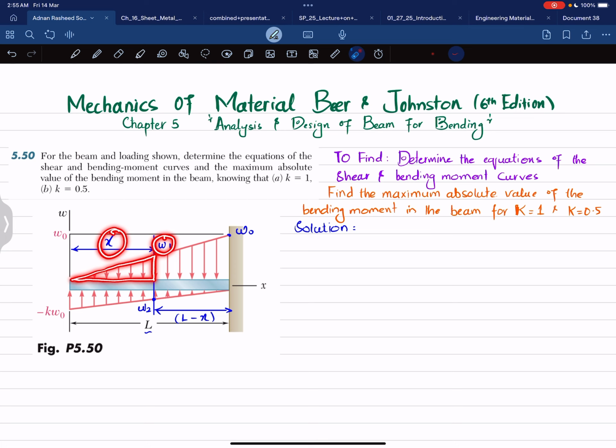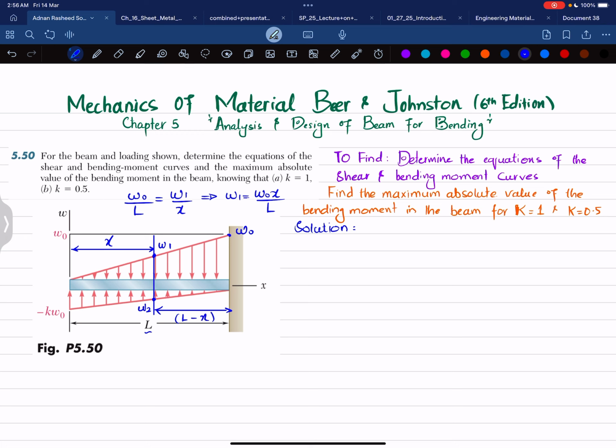So we are interested to find out W1. So we can write it as the ratio of their sides will be equal. So I can write W naught divided by L will be equal to W1 over x. So from here we will get this W1 will be equal to W naught into x divided by L.